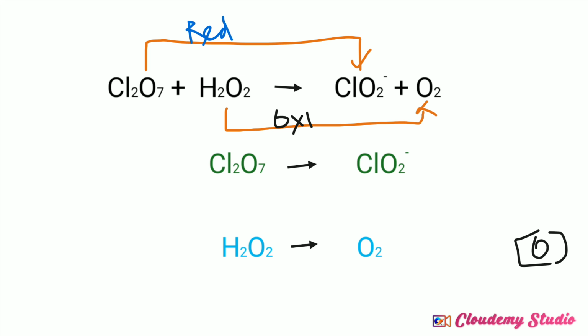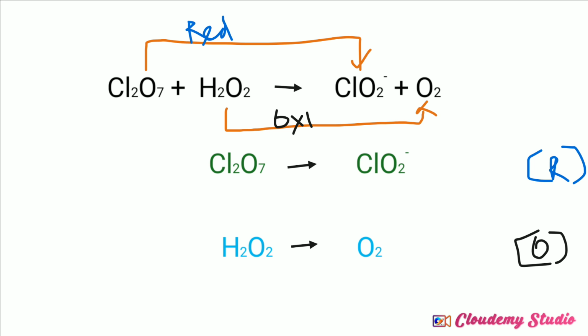Here the oxygen atoms become less. In chlorine heptoxide there are 7 oxygen atoms, here 2 oxygen atoms. Number of oxygen atoms less, so this change is reduction. In reduction, gain of electron takes place. In oxidation, loss of electron takes place. So while balancing, we need to make use of this principle: loss of electron for oxidation, gain of electron for reduction.